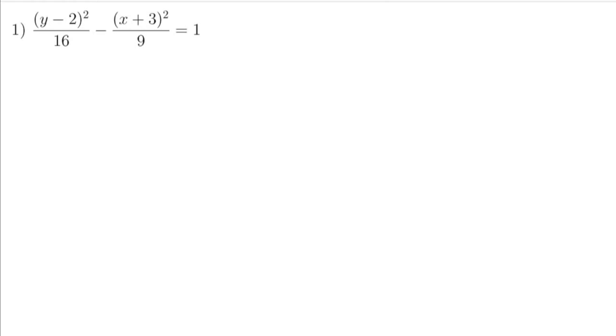And the first thing I notice is that we have a y in our leading term, right? This first positive term involves the y variable. That means that my transverse axis is going to be parallel to the y-axis, and I like to write that as vertical transverse axis, and I'll abbreviate that as TA. Vertical transverse axis. What else can we identify?